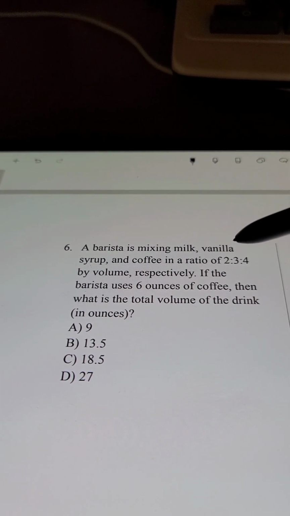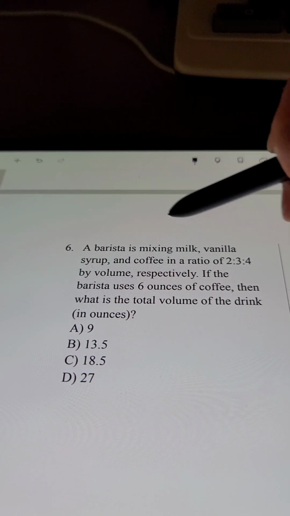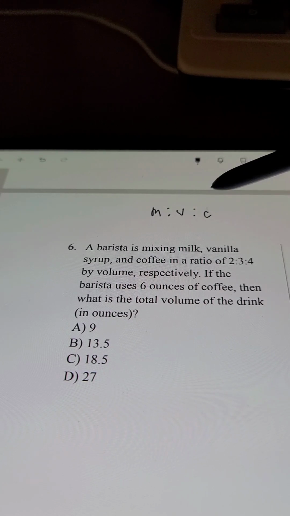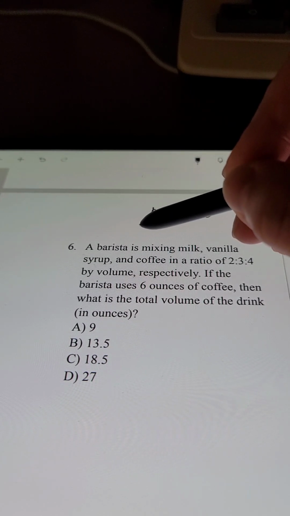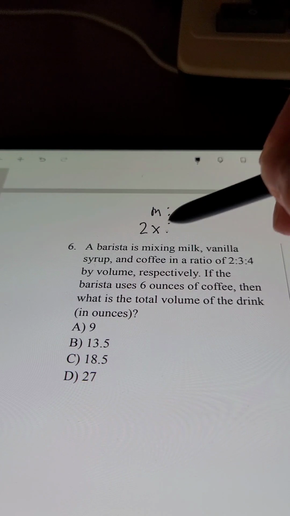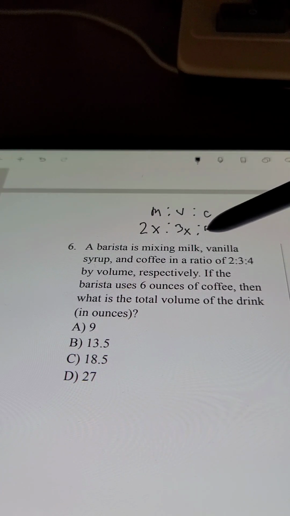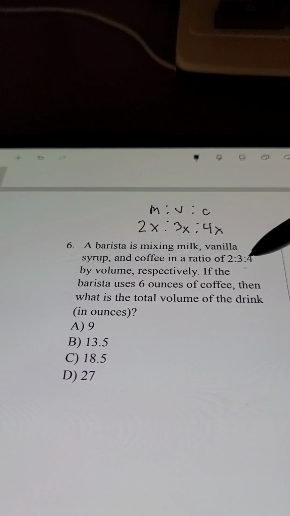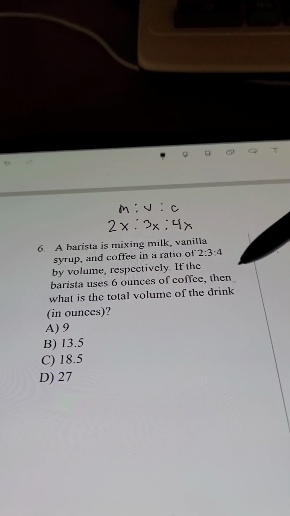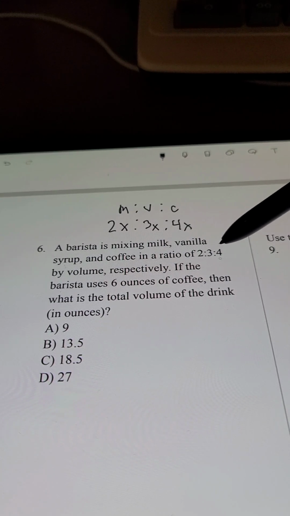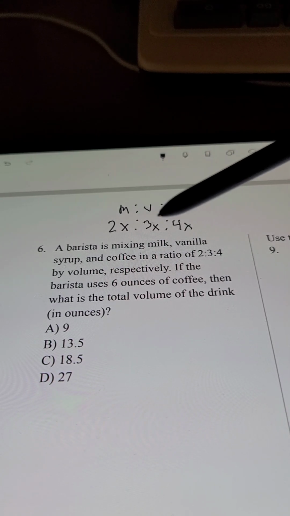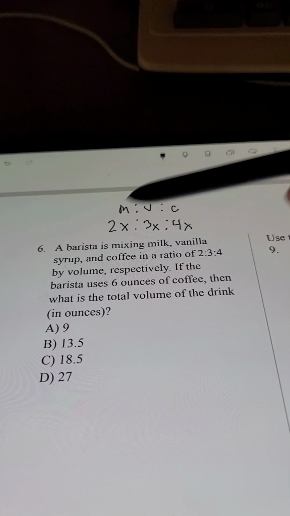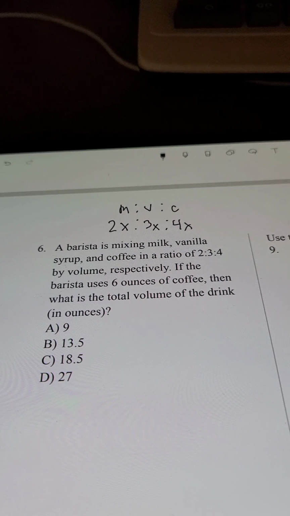So let's rewrite this ratio of, remember it's going to be milk to vanilla syrup to coffee. So let's rewrite this as 2x, 3x, 4x. Because remember, think of it as a simplified version of a fraction. When you have these types of ratios, they have to be multiplied by some factor, and they're just in their simplest form right over here. We've divided by that greatest common factor to get this ratio, basically.